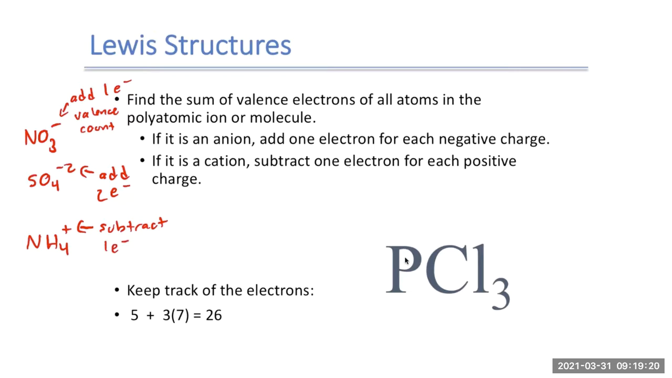So keeping this in mind, phosphorus is right under nitrogen, so it has 5 valence electrons. Each chlorine is in the halogen category, so it has 7 valence electrons. When you add all that up, we end up with 26 valence electrons for phosphorus trichloride. Now that we know the number of valence electrons, this gives us our pool of electrons. So I know I need to use this many total electrons when I draw my structure.